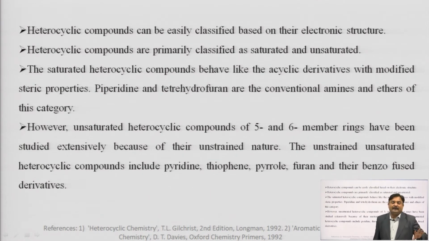When we are talking about the classification of heterocyclic compounds, as I told you earlier, if carbon is there, then we say homocyclic compounds, which means there is a cycle and all the members of that particular cycle are carbon. But if one or more carbons are replaced by some heteroatom, I am repeating, oxygen, nitrogen, sulfur, phosphorus, selenium, then we can call it a heterocyclic compound. These heterocyclic compounds can be classified, first of all, based on their electronic structure.